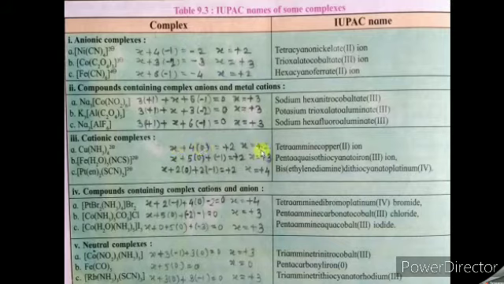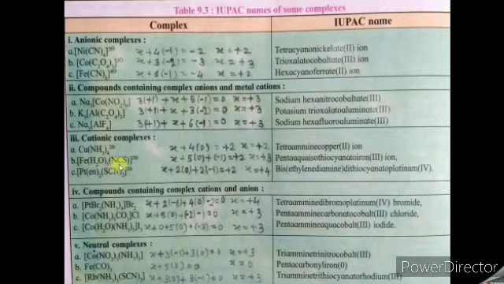So X is equal to plus 2. There are 4 ammonia molecules, so tetraammine. Write down copper as it is for the element, which is the central metal atom. Oxidation state is 2, and write down the word ion. Don't write cuprate. Okay, don't write down "ate" at the end.